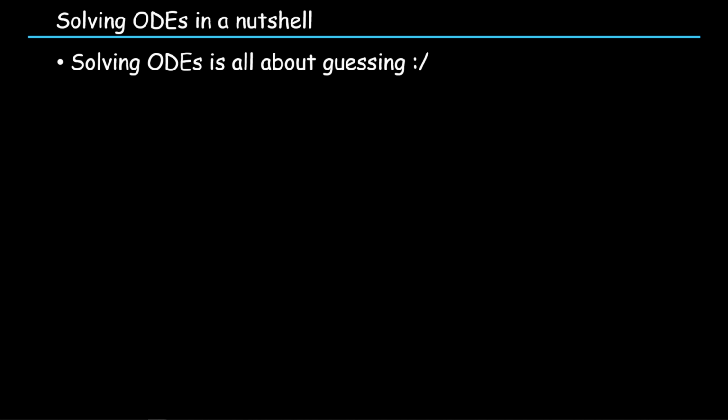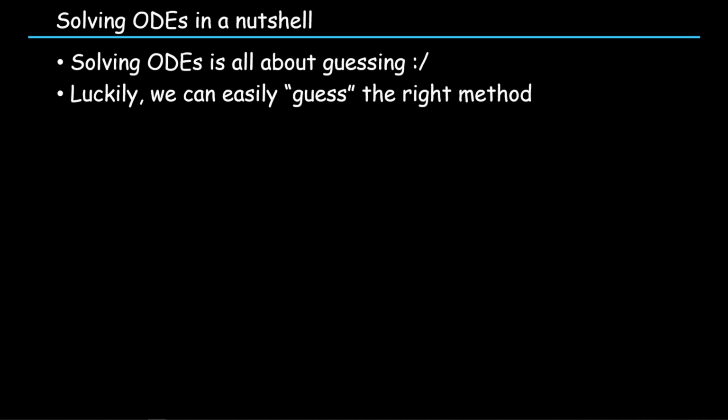Part of the reason is that way back then, when it came to solving ODEs, there was really no exact method to solve them. Overall, it was really about guessing. And so if you were a terrible guesser, then you didn't know where to start, you didn't know what to do. However, as the years went by, mathematicians were able to find general methods for specific types of ODEs. And so, lucky for us, we can easily, quote unquote, guess which method we can use.